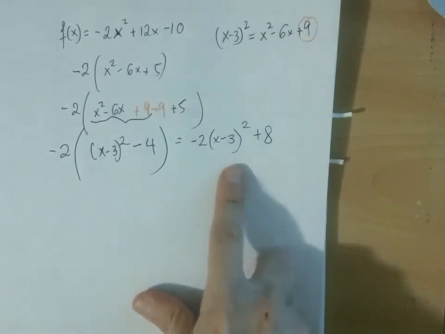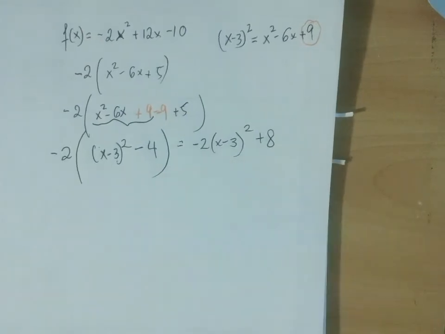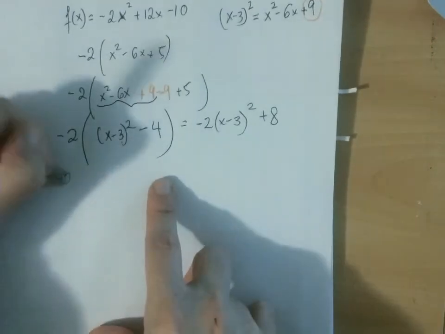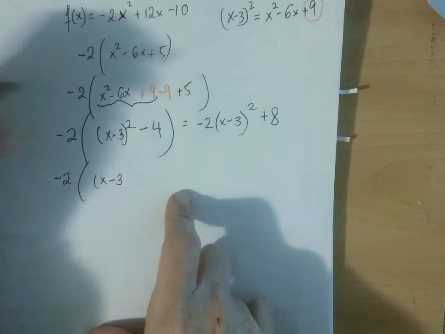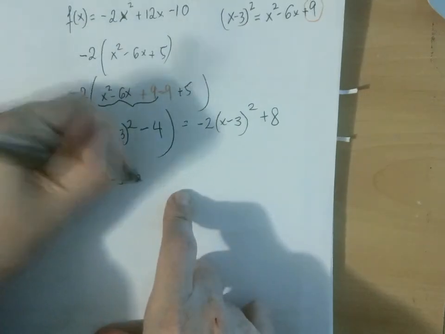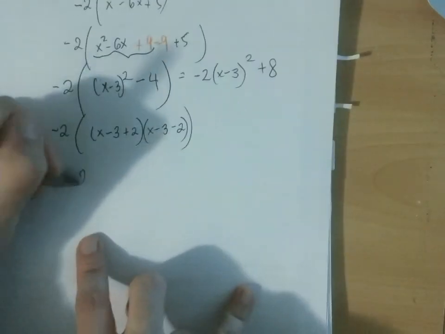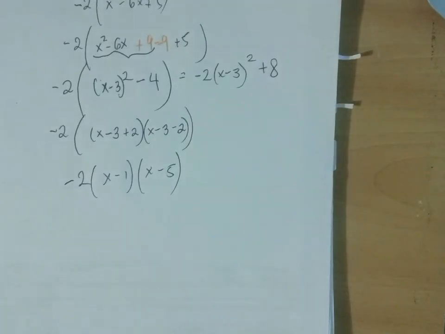This is called a standard form. That is the form that will tell us where the vertex is. And now here we're going to just factor via the difference of squares theorem. 4 is 2 squared, so we have x minus 3 plus 2, x minus 3 minus 2. And then we just clean up. So we have negative 2 times, and then we clean up, so we have negative 2 times x minus 1 times x minus 5.